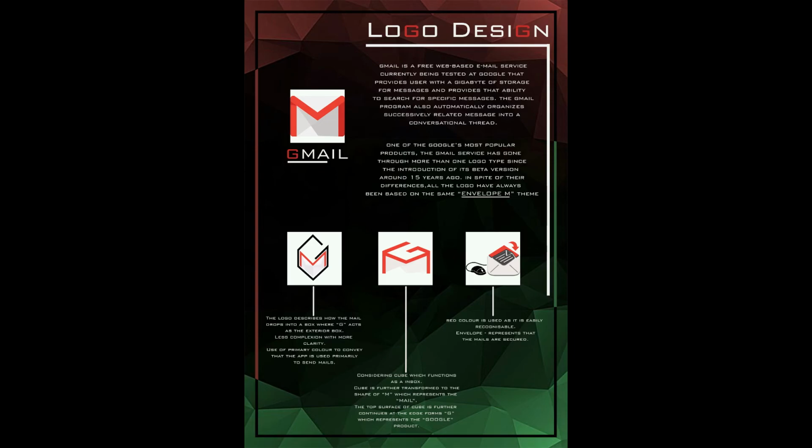Coming to the second concept, the second logo, the cube functions as an inbox. The cube further transforms into the shape of M, which represents the mail. The top surface of the cube is further continued at the edge from G, which represents the Google product.